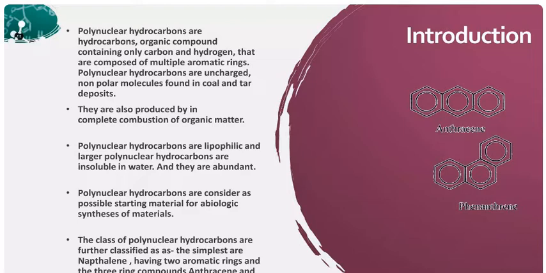My friends, polynuclear hydrocarbons are organic compounds containing only carbon and hydrogen, and they are composed of multiple aromatic rings. Polynuclear hydrocarbons are uncharged. There is no charge. They are non-polar molecules found in coal and tar deposits. Another important point, note it down: they are also produced by incomplete combustion of organic matter.